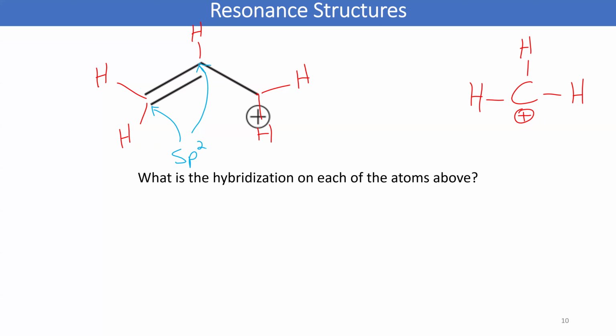What's the hybridization going to be on a carbon with a positive charge? SP. We've still got 3 sigma bonds, right? And no lone pairs. So it actually looks just like these ones. So it's also going to be SP2.